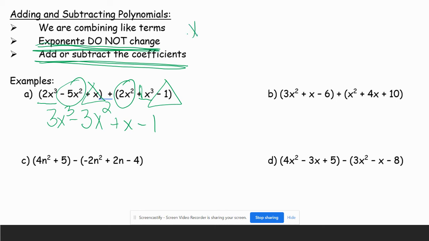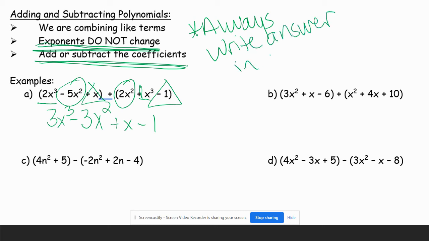Now, a reminder that we always write our answer in standard form. So as I look at what I wrote, I have third power, second power, first power, constant. That is in standard form, so that one is ready to go.